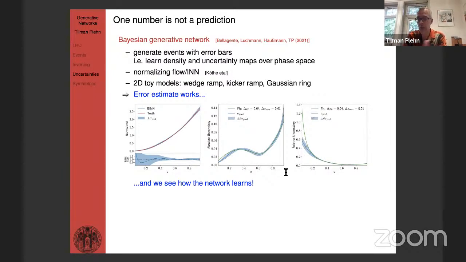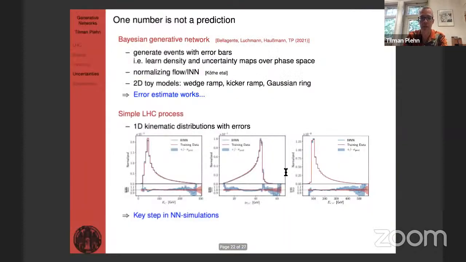So we understand a little bit about how the network learns. For an LHC person, it's much more important that we get the error bars right. And here you see, for instance, a simple Drell-Yan process. On the left-hand side is the energy of the positron. You see from the agreement in the lower panel between the network and the data that the training data is the red, and it develops in the tail statistical uncertainty as expected.